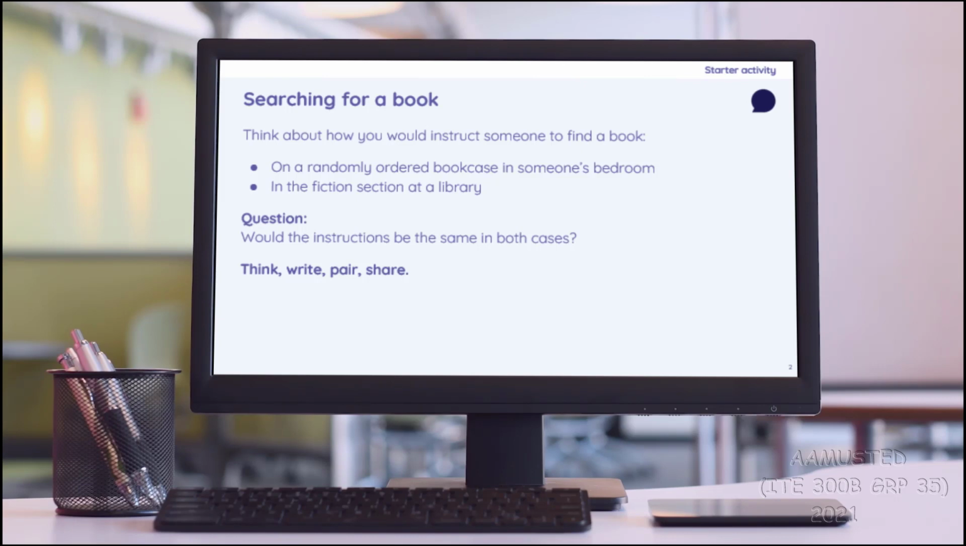So in this starter activity, we are going to think, write, pair, and then share your answers with your classmates. I want you to all think about this particular scenario. Will the questions in these cases be the same, or are they going to be different? Write your answers down. Then after that, you can pair and share your answers with each other. Let us move on.